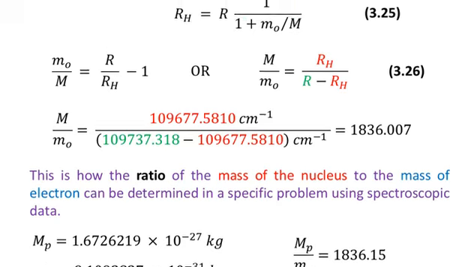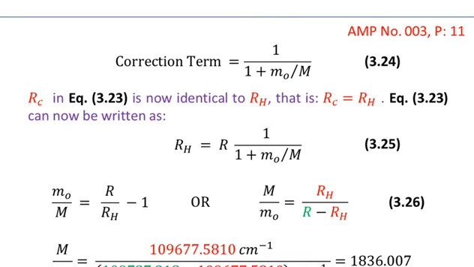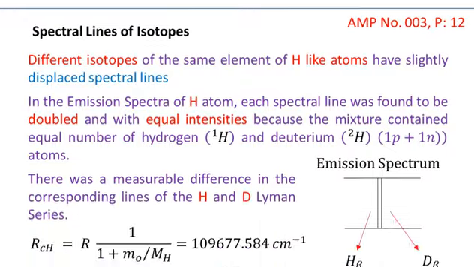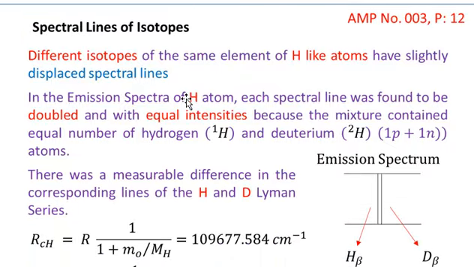So you see that here we have discussed that this is the important term for the correction of the values of R, which reduces the difference between R and R to its nil value. That is okay. Now let's move to the next case, which is the spectral lines of isotopes.